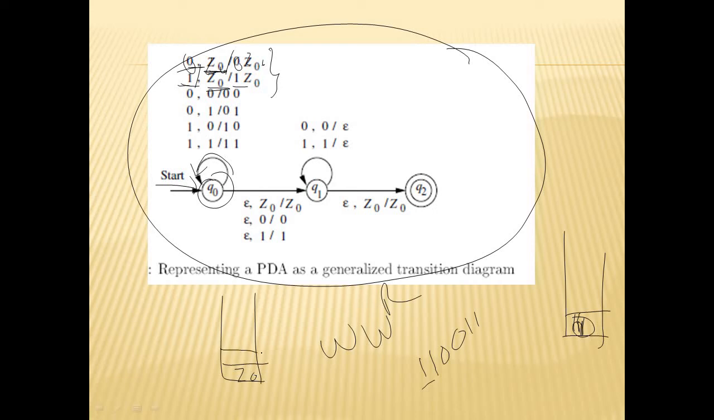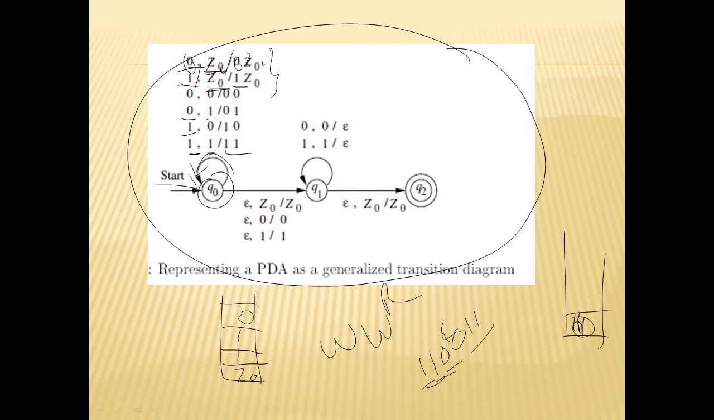So 1 will be pushed. Next 1 is there, and the stack symbol is also 1. Then what will we do? 1 1, so again push. Next input is 0. So if 0 is input and the top of the stack is 1, then 0 1, so 0 will be pushed. Generally, to divide the things, we go with the epsilon symbol.